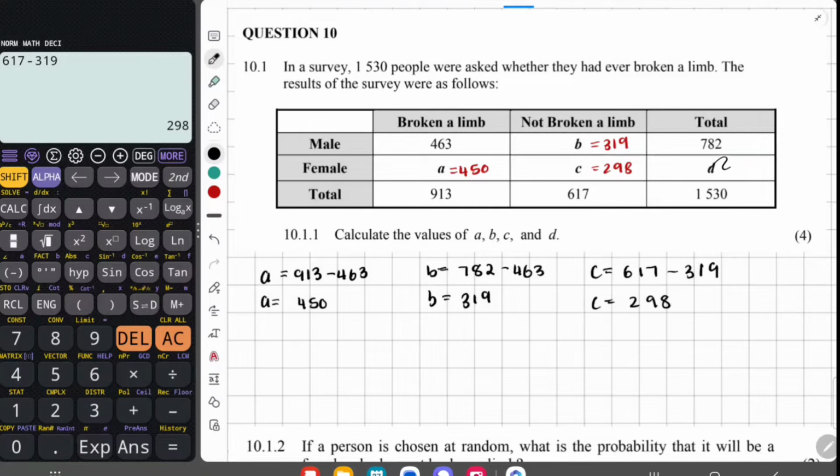So lastly, D. To find D, since this plus this is equal to D, we can just find it like that. You could have also said this 1,530 minus the 782, you would still get D. So I'm just going to say D is equal to the 450 people plus the 298 people in order to get D. So D is equal to 748 people. Okay, so that's A, B, C, and D for 4 marks.